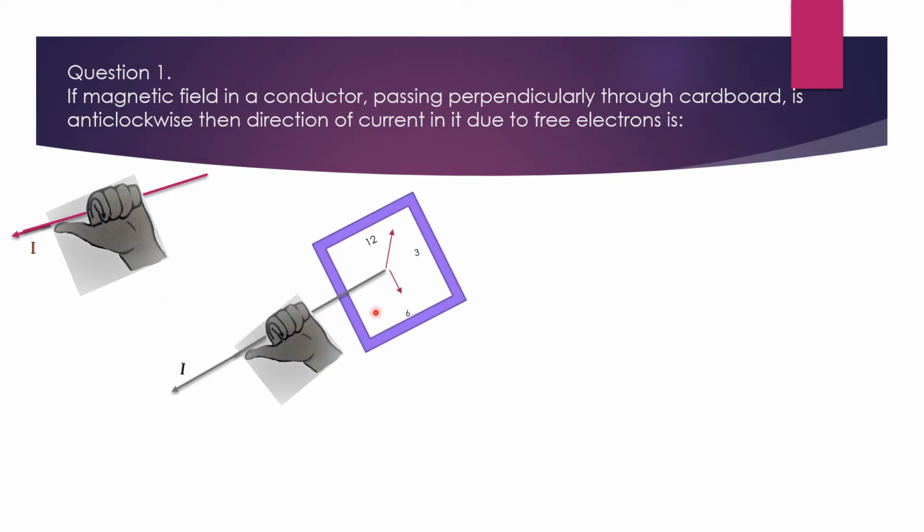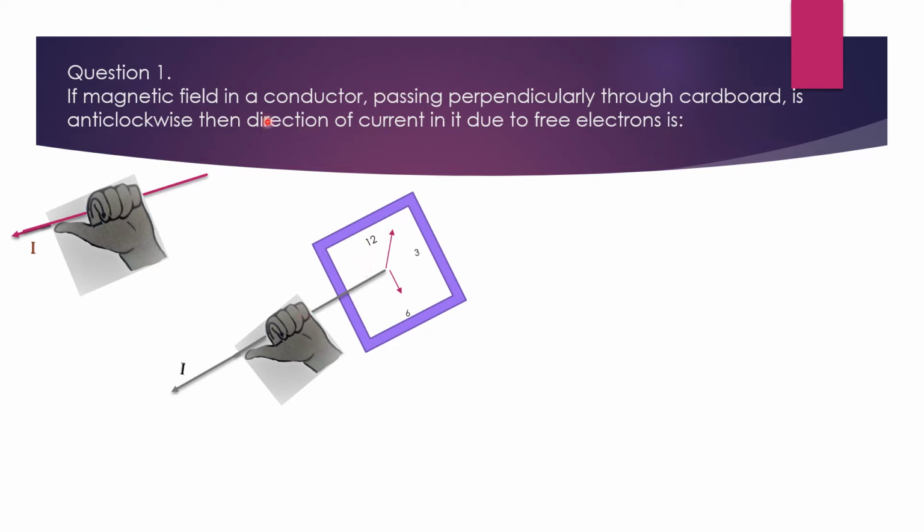Now, here I have made a cardboard. Consider it as a cardboard, but I have written numbers like 12, 3, 6, just to show you what the clockwise direction is. The needles will move from 12 to 3 to 6 and then back. If this is the conductor passing through the cardboard and I use my left hand grip rule, my thumb points in the direction of the conductor, and the curl of the fingers is in the clockwise direction, right?